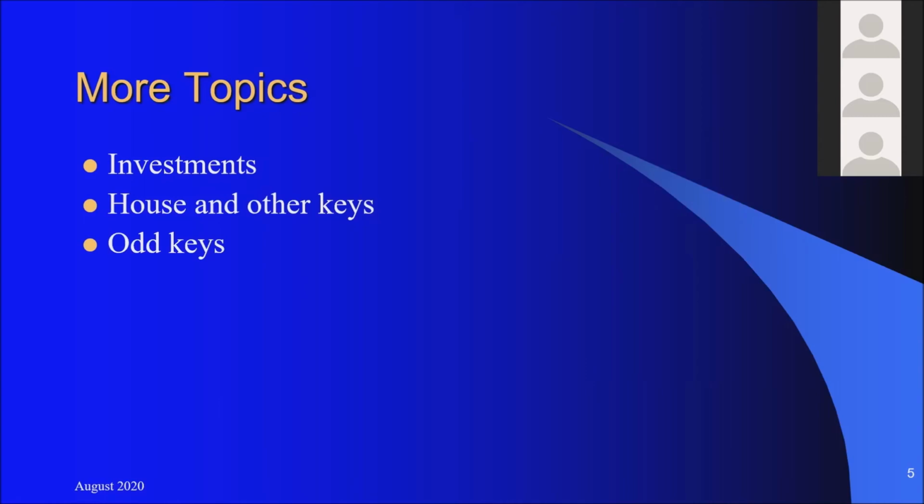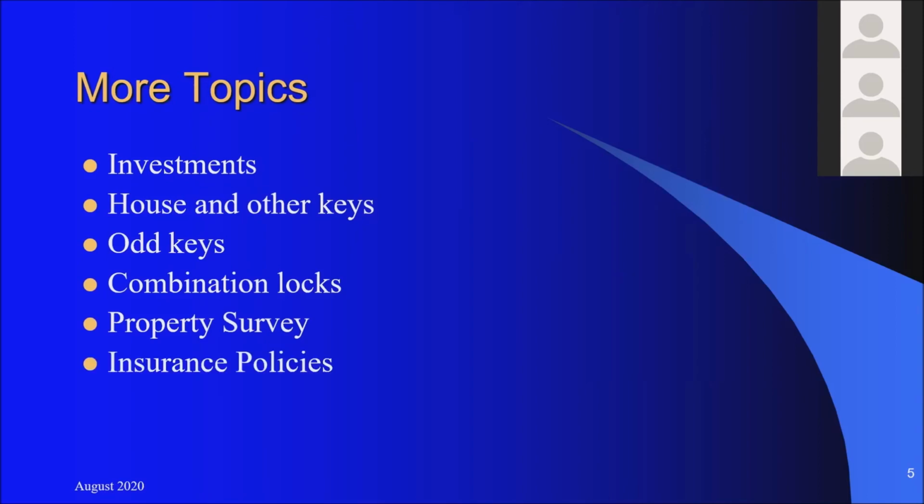It's not a surprise to anyone. About combination locks. Yeah, they only cost $15, $20, but they're useless unless you know the combination. So if you have a combination lock, what is the combination? Why not put it in here? Do you have a property survey? And if so, where is it?